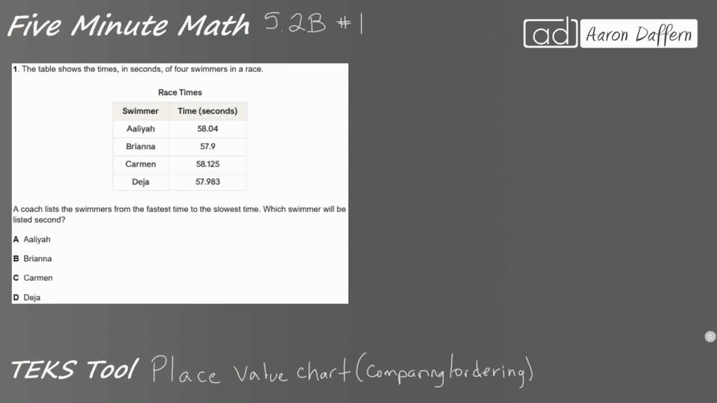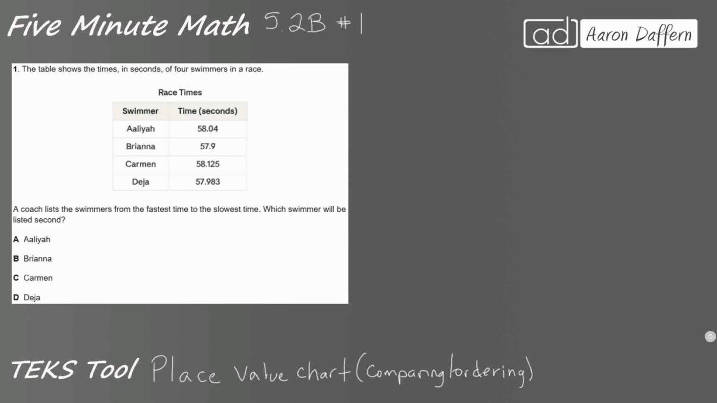Today we are looking at the TEKS tool place value chart. We are working on comparing and ordering with a problem related to TEKS 5.2b, and we will solve it in 5 minutes or less. If you haven't done so already, please go ahead and take a moment to pause the video, work this problem out on your own, unpause it, and we will look at our answers together.